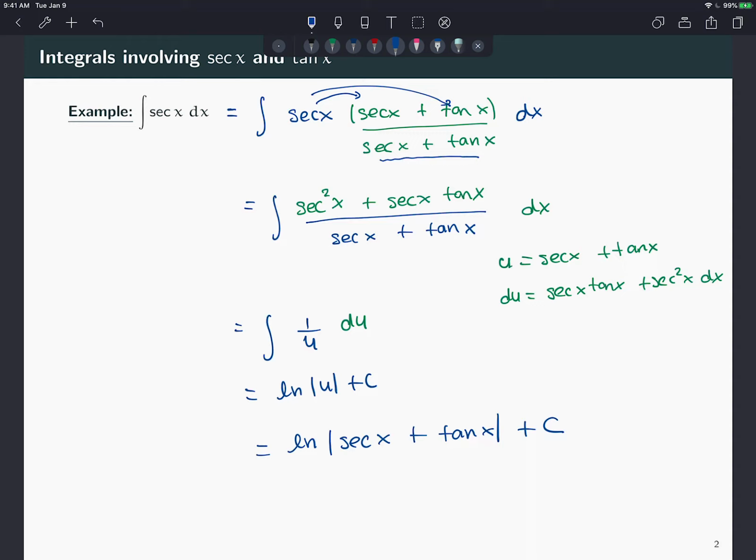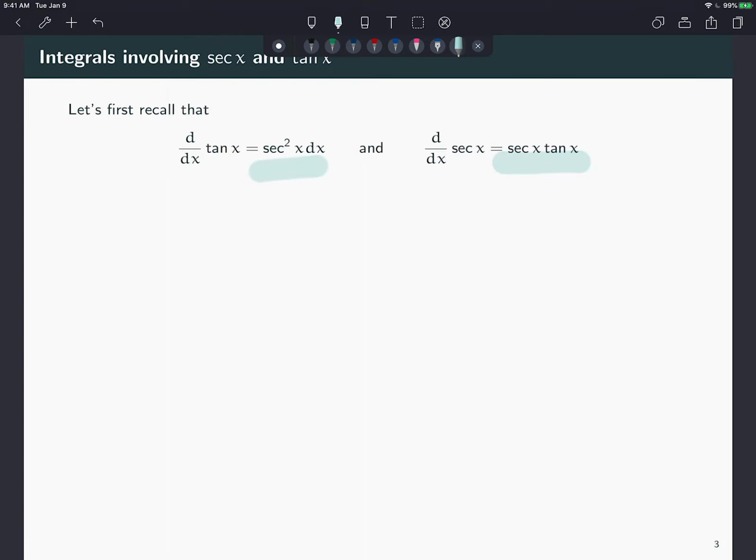Okay, so there's a trick for this one. It was not as simple as the other one, but we worked it out. Now, what do we do in more general cases? So we have these two things.